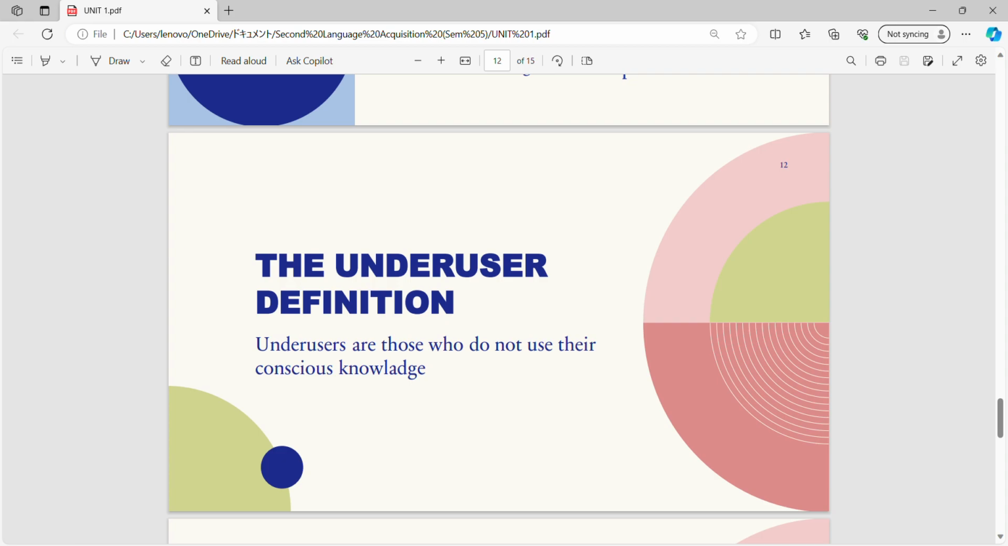Under-user definition. What is the under-user definition? Under-users are those who do not use their conscious knowledge.